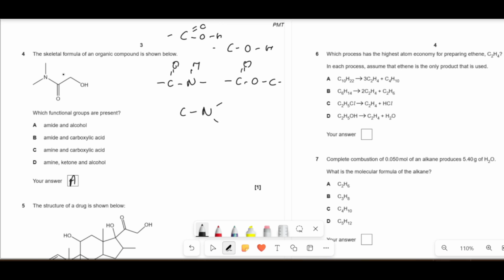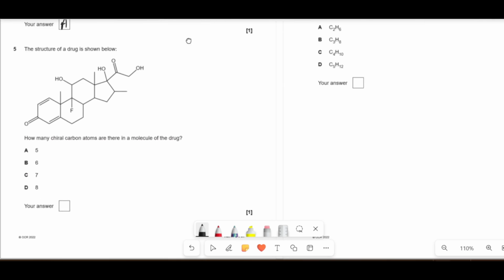The reason it's not an amine is because it's got CONH, and an amine is just CN with H's. As well as that, it's not a ketone, because this is a C double bond O with NH next to each other. That makes it an amide. You can't have an amine ketone alcohol. That's not what that is. And there you go.